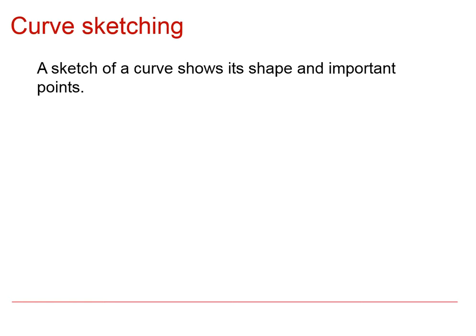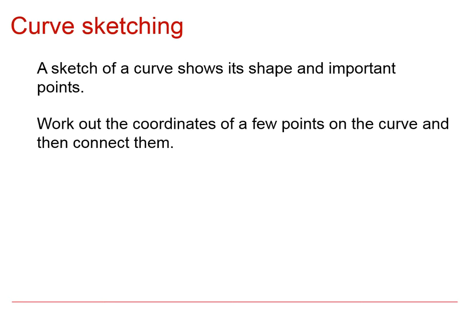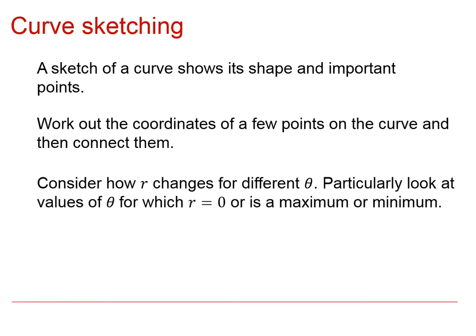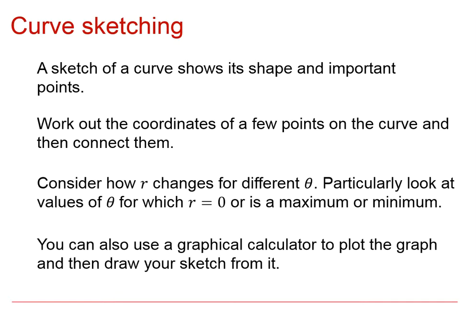So a sketch of a curve, as you know from your maths work so far, shows its shape and the important points. The best way to do this is to work out the coordinates of a few points on the curve and then connect them. When we're looking at polar graphs, sometimes it's quite useful to look at the behaviour of r as theta changes, so you can get an idea of what your curve is going to look like. Particularly, you want to look at values of theta for which r is 0 or is a maximum or a minimum, so that you can look at how it's varying.